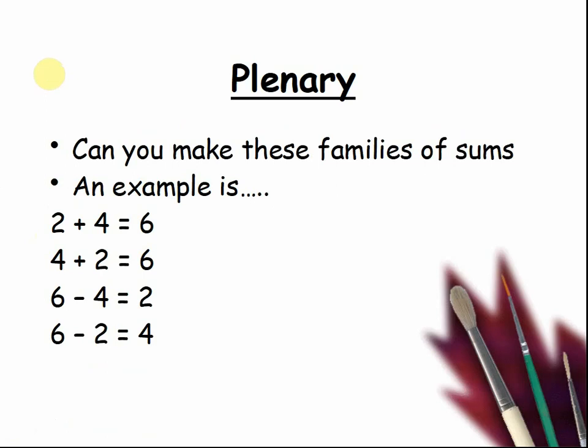If you notice, every time, they have only 3 numbers. Look, 2, 4, and a 6. This one, 2, 4, and a 6. And this one, 2, 4, and 6. So using 3 numbers, you can make 4 different sums.